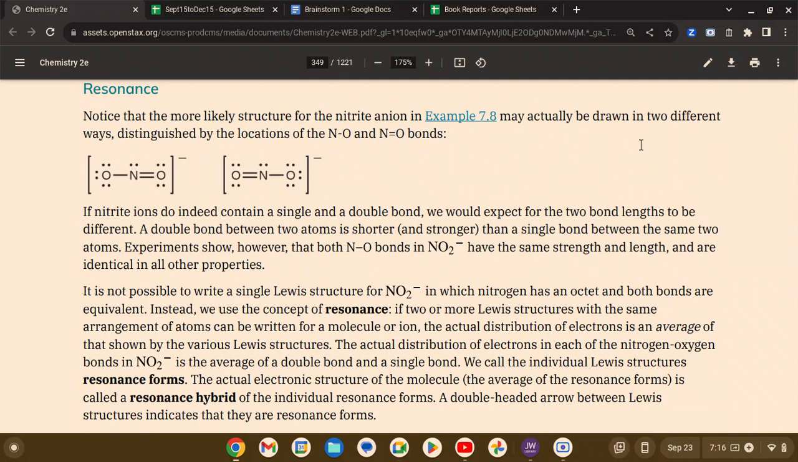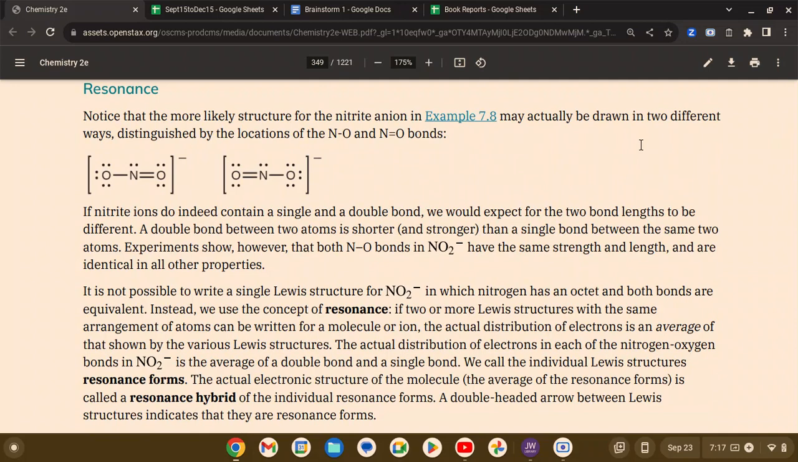Resonance. Notice that the more likely structure for the nitrite anion in 7.8 may actually be drawn in two different ways, distinguished by the locations of the N-O and N=O bonds. If nitrite ions do indeed contain a single and double bond, we would expect the two bond lengths to be different. A double bond between two atoms is shorter and stronger than a single bond between the same two atoms. Experiments show, however, that both N-O bonds in NO2⁻ have the same length, the same strength, and are identical in all other properties.